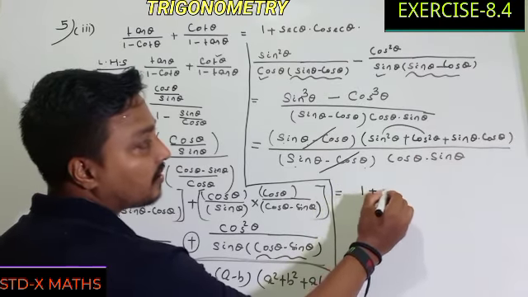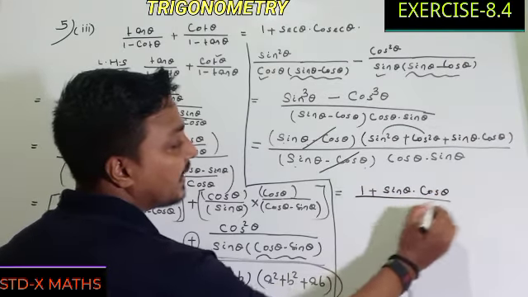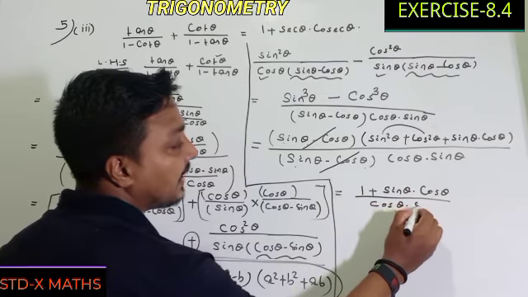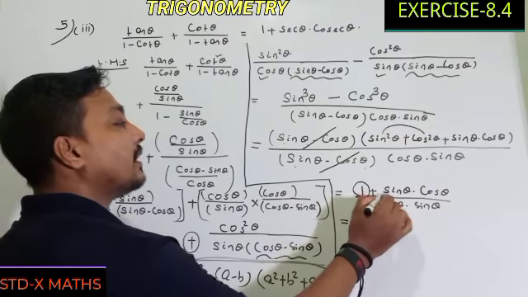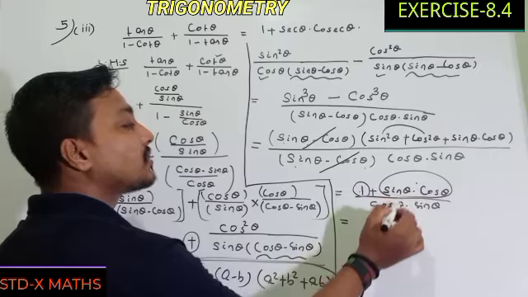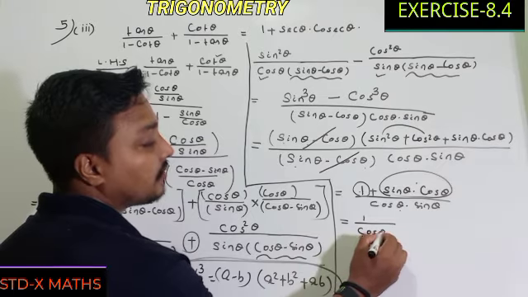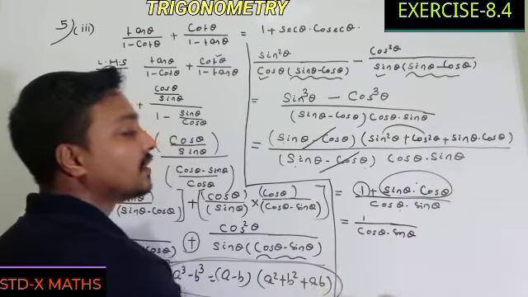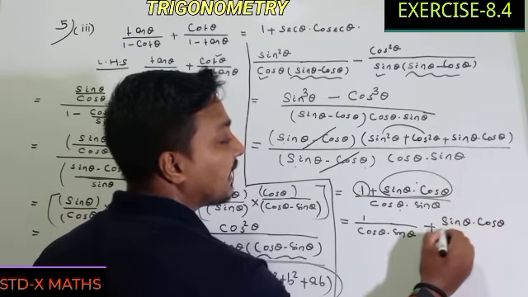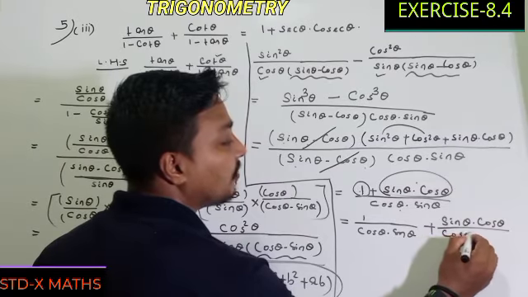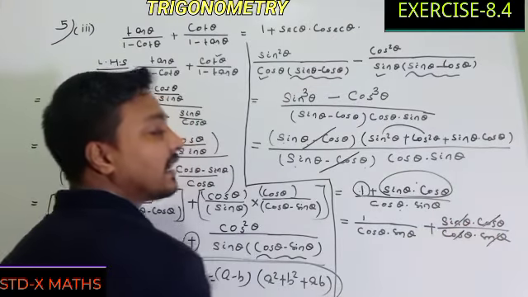So in this factor, sin square theta plus cos square theta is 1, plus sin theta into cos theta, divided by cos theta into sin theta. Here is one term and here is another term, two terms divided by sin theta into cos theta. It means 1 divided by cos theta into sin theta, plus sin theta into cos theta divided by cos theta into sin theta. Sin theta cancels, cos theta cancels.